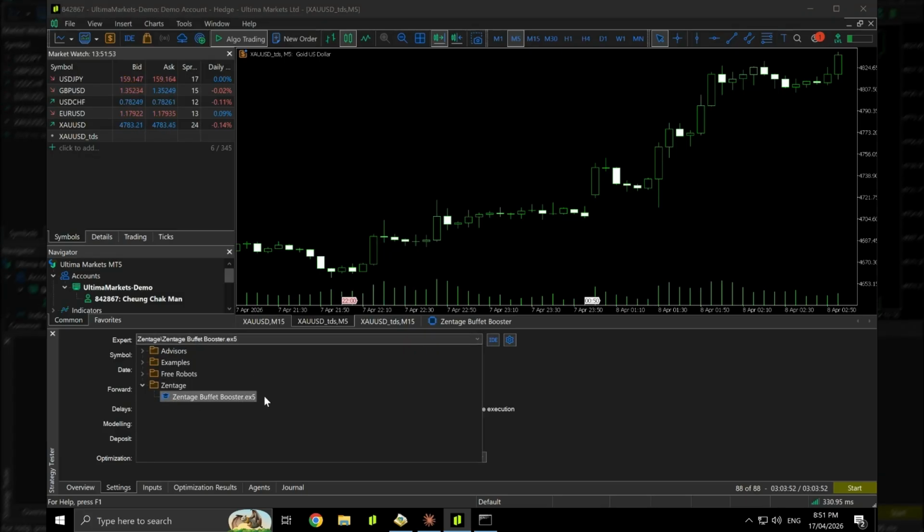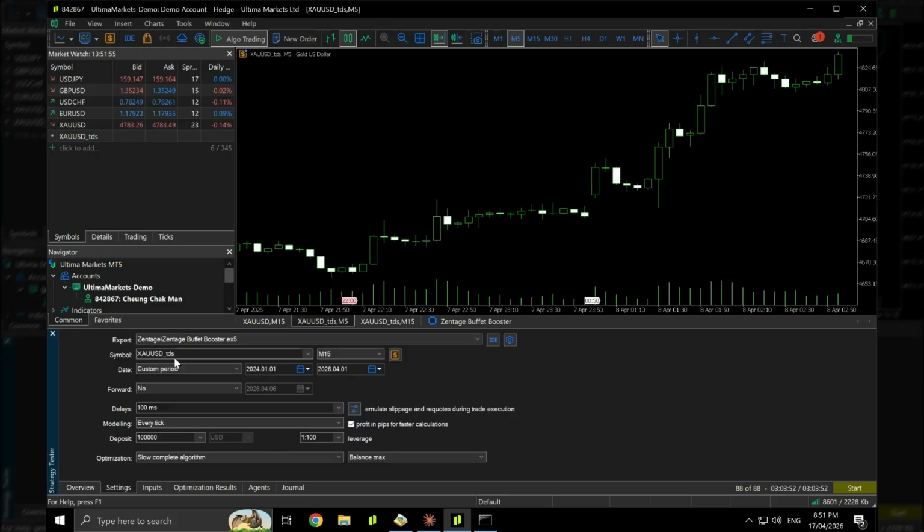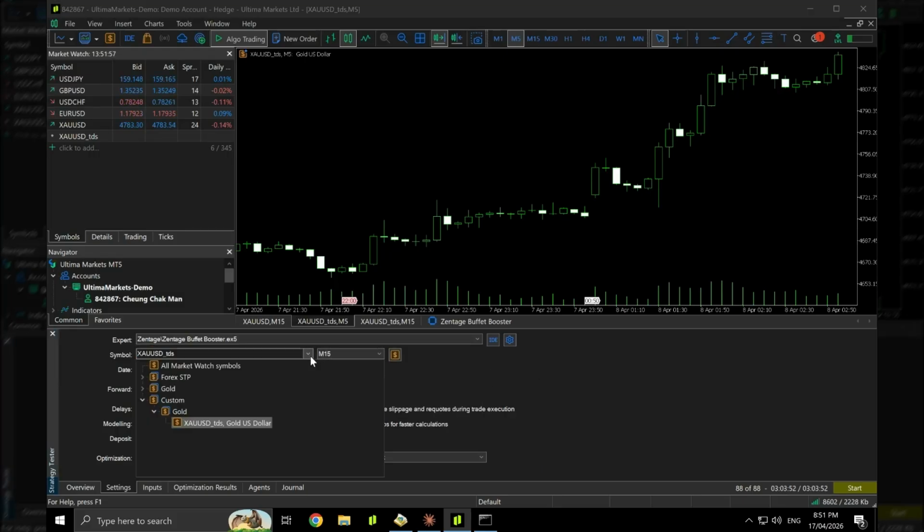Next, we need to select the trading symbol. Here I am using XAUUSD_TDS. The reason you see TDS in the symbol name is because this data was imported using Tick Data Suite, which provides very high quality historical tick data. Compared with standard broker data, tick data allows us to simulate the market much more accurately.